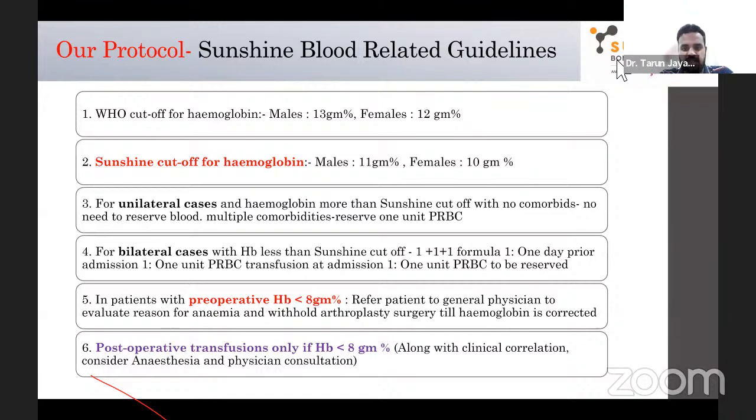If the hemoglobin is less, we transfuse 1 unit prior to surgery. That is, the patient gets admitted 1 day before. At the time of admission, 1 unit is transfused and 1 unit is kept reserved, which is usually transfused after surgery, depending upon the hemoglobin level. If preoperatively the hemoglobin is less than 8, always refer to the general physician or hematologist and make sure that the reason for anemia is found out and dealt with. Again, we transfuse postoperatively only if hemoglobin is less than 8, along with clinical correlation, anesthetist and physician opinion.